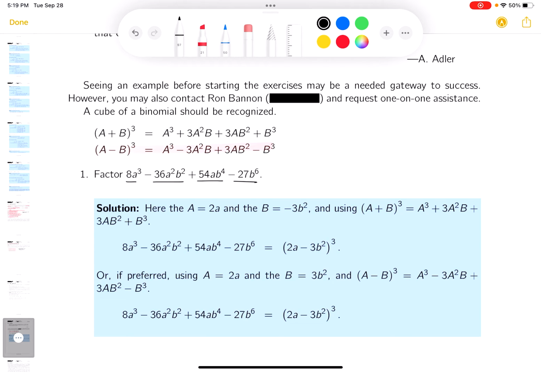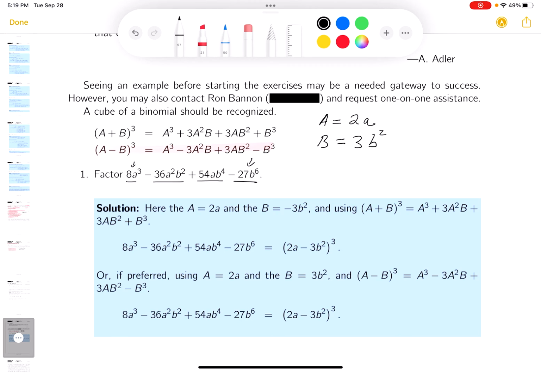All right? So maybe it's going to work out for me, but don't believe it will until you try. I'm thinking that the A in the problem, the A cubed in the first term, would be 2A. And I want to look at the last term and wonder what the B in the problem would be. It looks like 3B squared to me, because if you cube that, you'd get 27B^6.